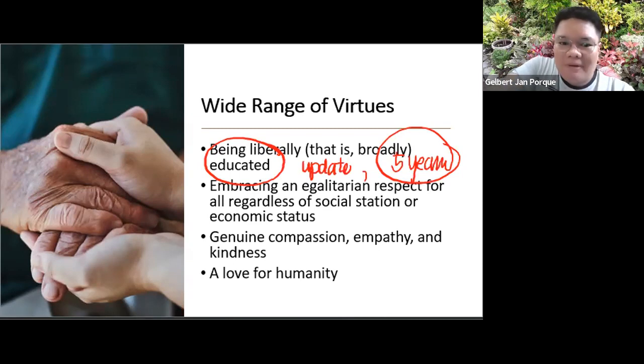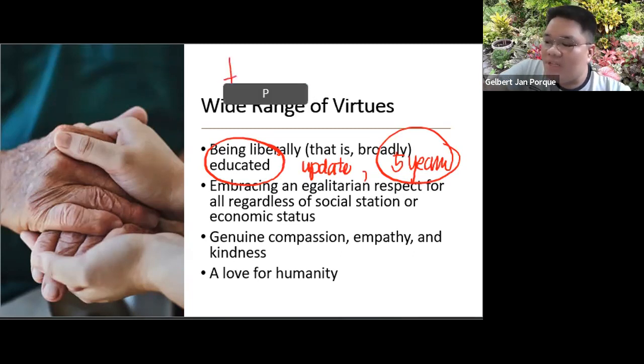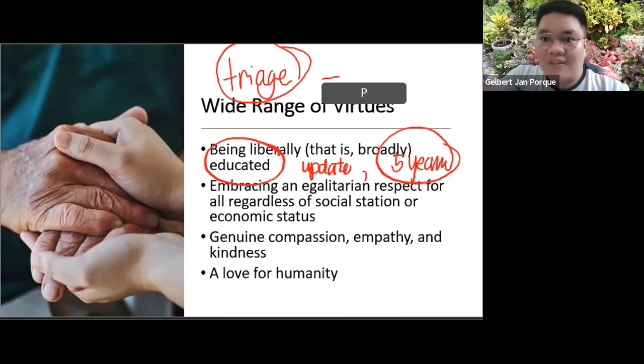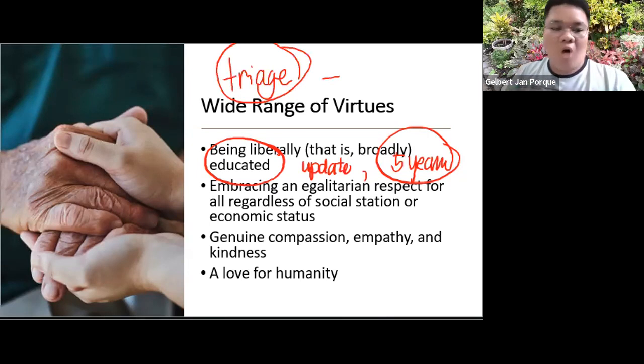Then we maintain and embrace egalitarian respect for all regardless of social station and economic status. Halimbawa, if we are nurses in the hospital, we don't say, uy, unahin mo yan kasi mayaman. Or you do not say, let's prioritize her because she is the owner of this hospital. No, we prioritize people based on their healthcare needs. And in healthcare, what we do is prioritize based on triage. When I say triage, you prioritize first those with life-threatening conditions before you deal with people, students who are rich, who are owners of their hospital.